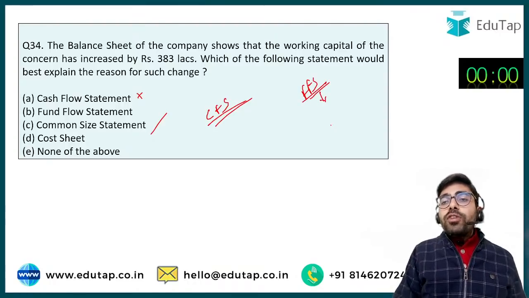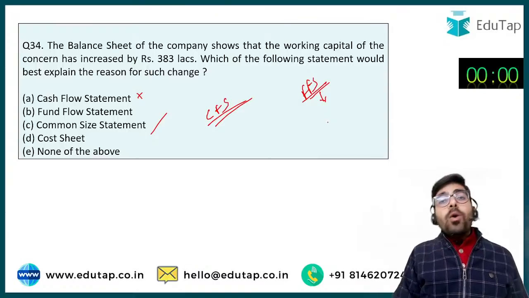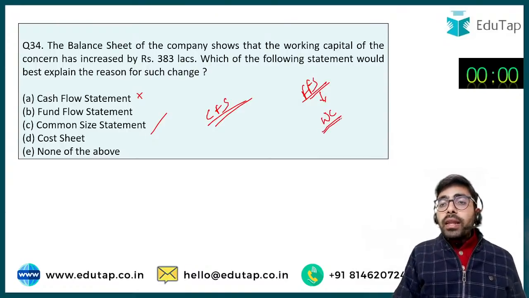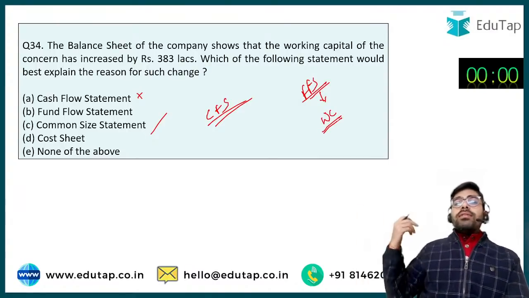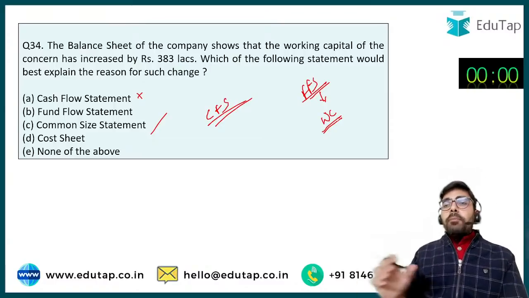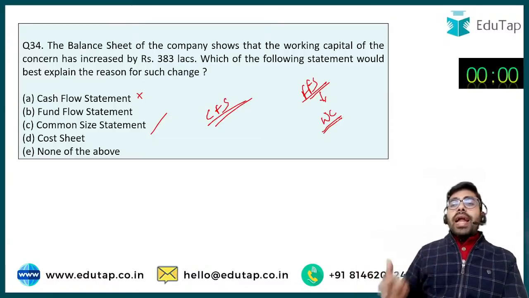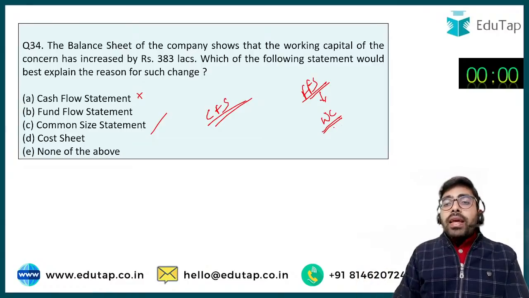Okay, this fund flow statement is basically concerned with the movement of the working capital. Now you would be saying, sir, what is this working capital? Working capital is the capital which is normally utilized in the working of any company. It is computed by a very simple formula: current assets minus current liabilities.